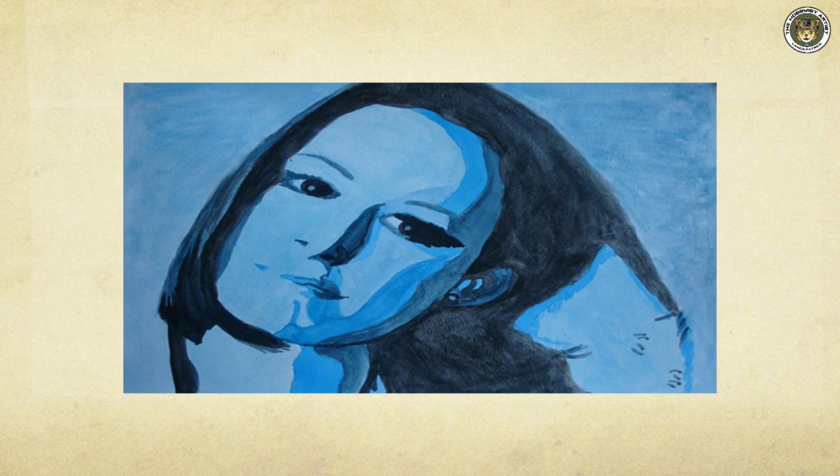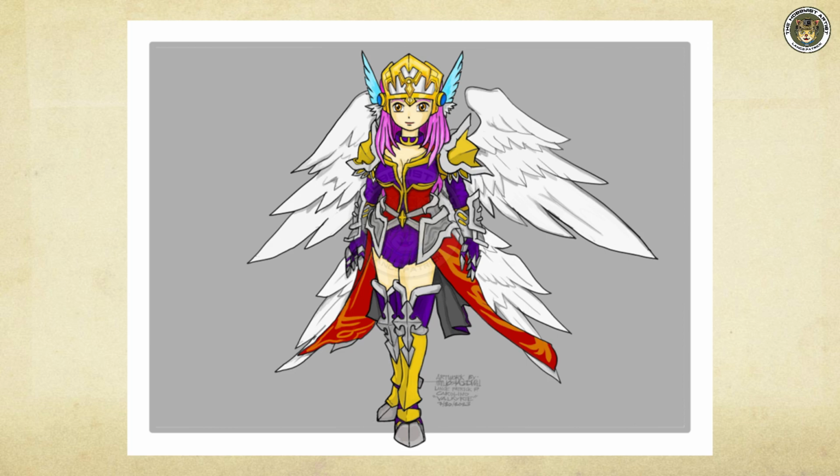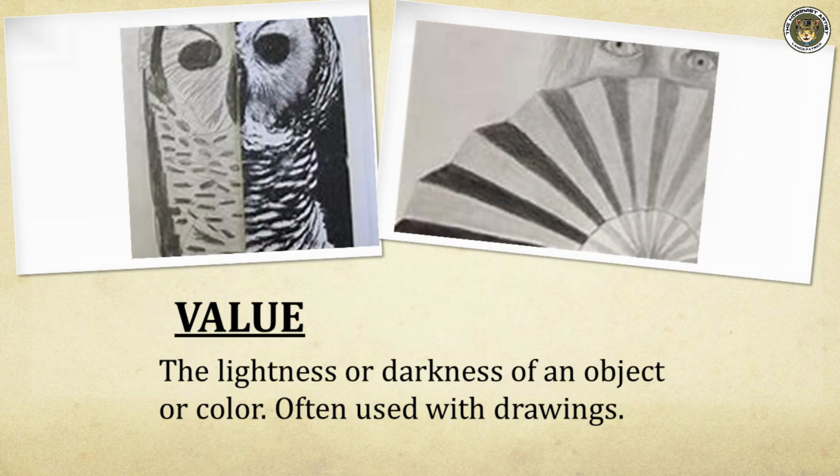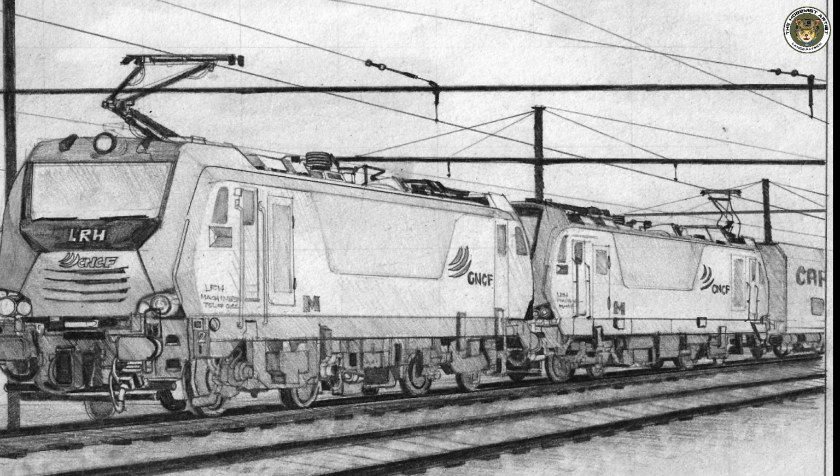Colors can be monochromatic, pero ito hindi dito mukhang monochromatic eh. Okay, I think that's two or more colors. And also, colors can be multiple colors like this one. Alright, next one, we have value. Value, the lightness or darkness of an object or colors often used in drawings and paintings. It's a shading. Alright, we're done now in elements of arts.